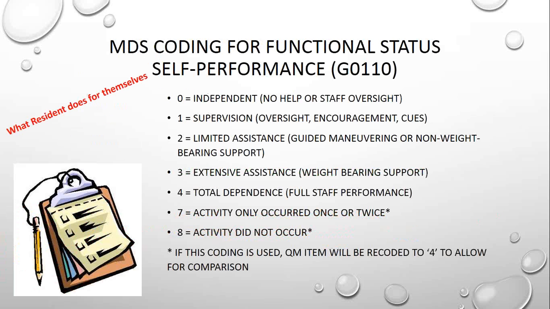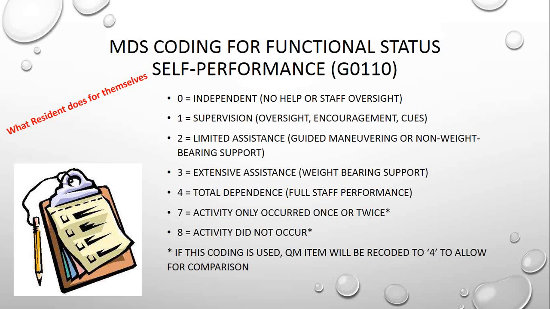So MDS coding has two different sections that you code in Section G, 2 categories. And so the first portion of it is the self-performance, what the resident does for themselves. So you have this whole category, this whole key of things that you can do. 0 being independent, no help or staff oversight. 1, supervision, we're giving oversight, encouragement, and providing cues. 2 is limited assistance, meaning where guided maneuvering or non-weight-bearing support is provided. 3, extensive assist is where we start to bear some of the resident's weight.